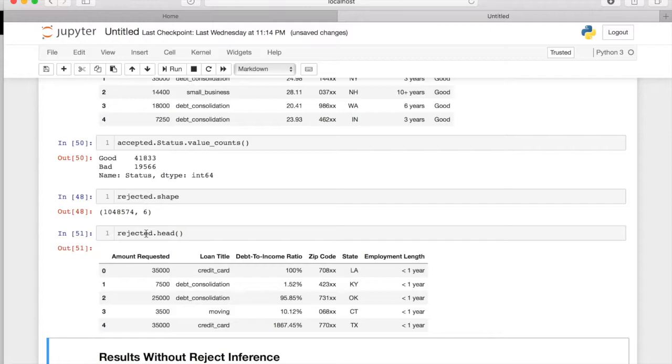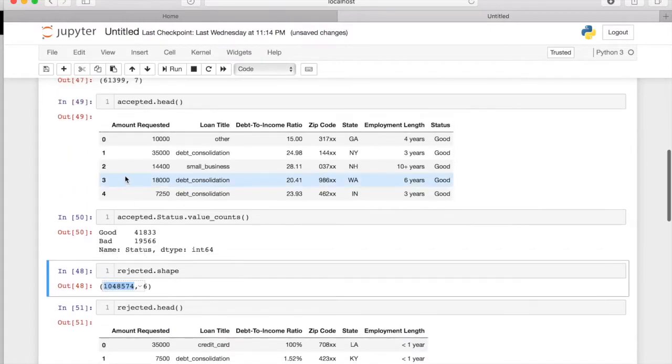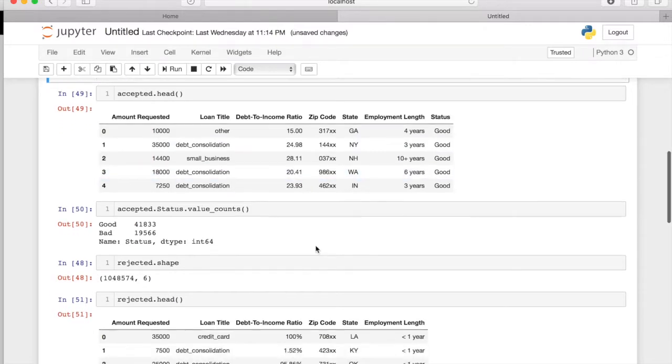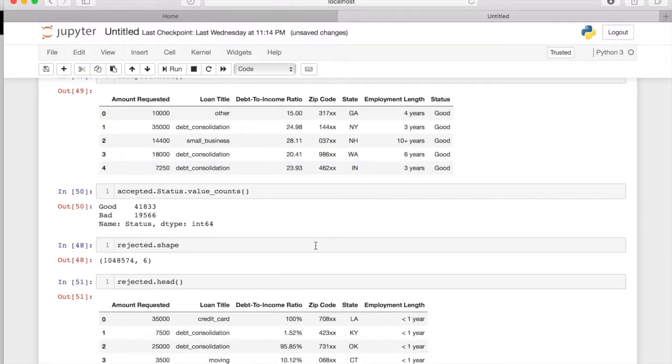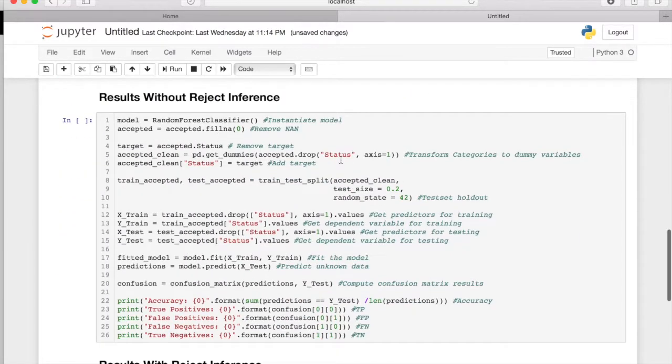That's the whole point. But we are first going to try to estimate it, so that afterwards we can combine the rejected data with the accepted data to come up with a global model for the whole population that tries to get loans. So we're going to start without reject inference.